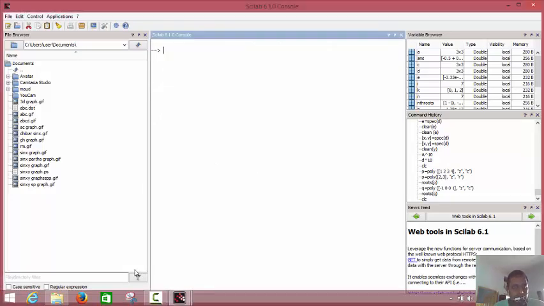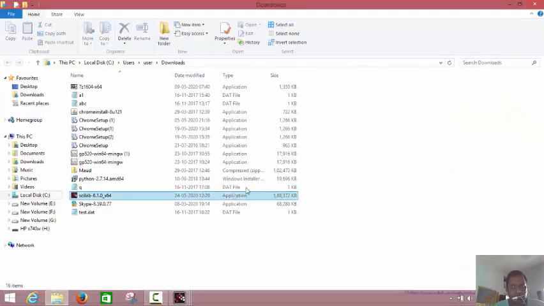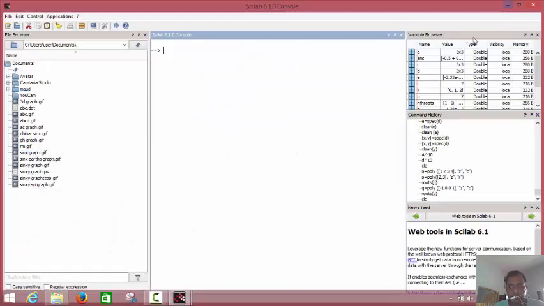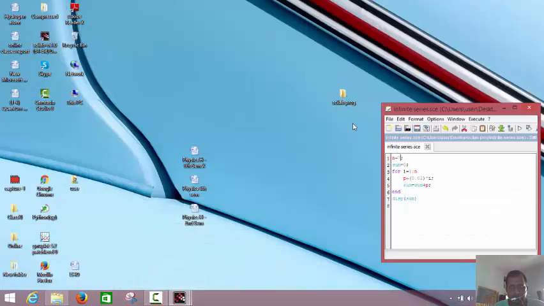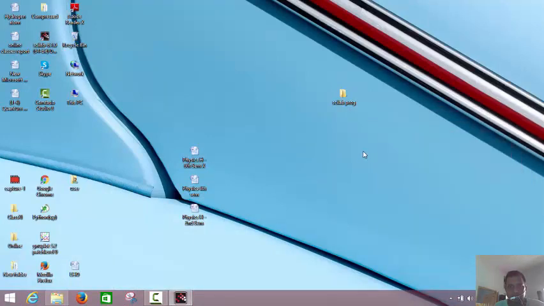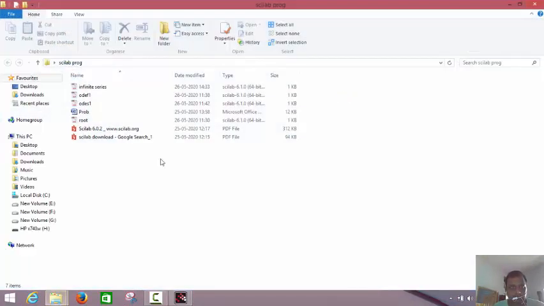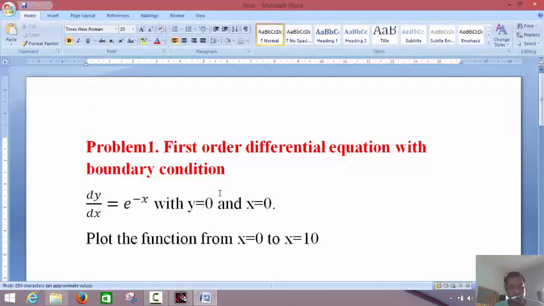Now we go to another thing, the differential equation. A differential equation can be solved using Scilab programming. We consider a problem like this. For the first case, a first order differential equation with boundary condition. The equation is dy/dx equals 2 minus x, with y equals 0 at x equals 0. We have to plot the function from x equals 0 to x equals 10.